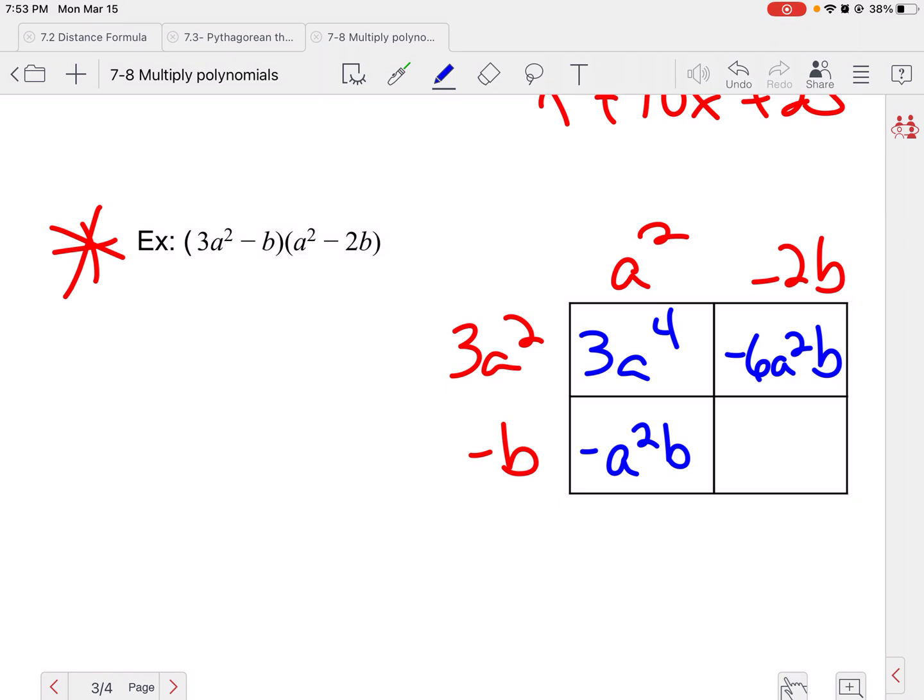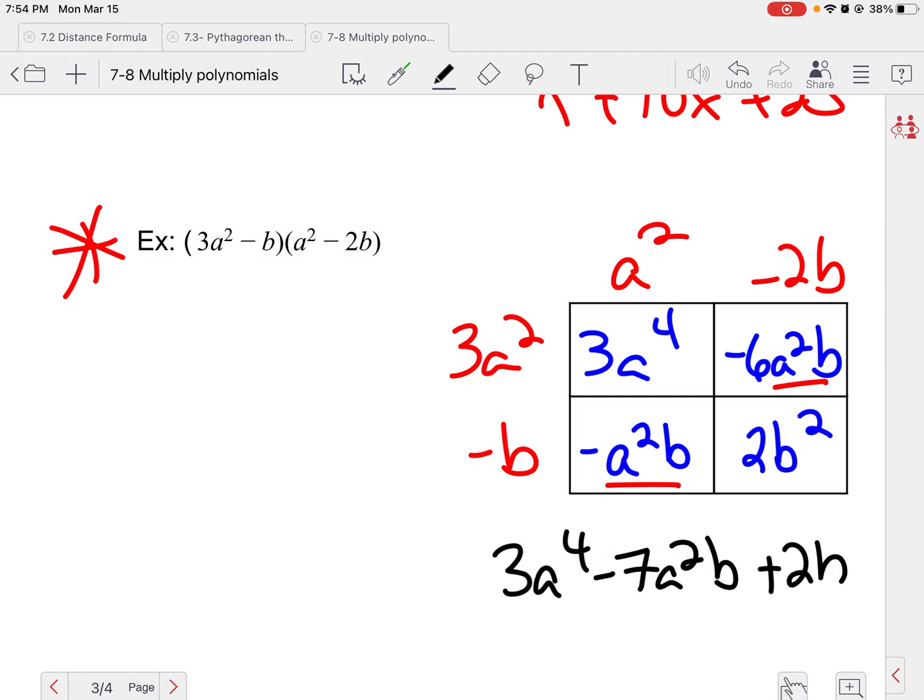Negative 2 times negative 1 is a positive 2, and then we'll have b squared because b times b is b squared. I noticed here that we have an a squared b and an a squared b, so those are like terms that we can combine. So we'll have 3a to the fourth, and then negative a squared b minus 6a squared b would be negative 7a squared b, and then we'll just bring that 2b squared down along for the ride. Again, there's no standard form when we have two variables, but typically we'll write them kind of in alphabetical order. Okay?